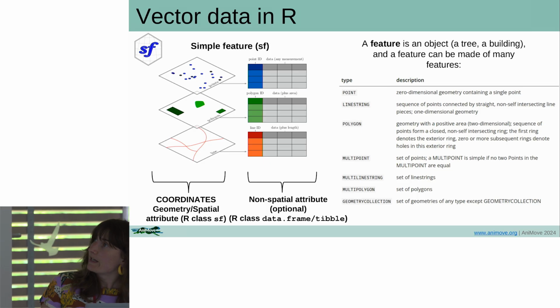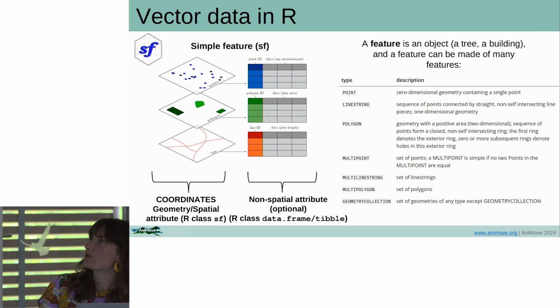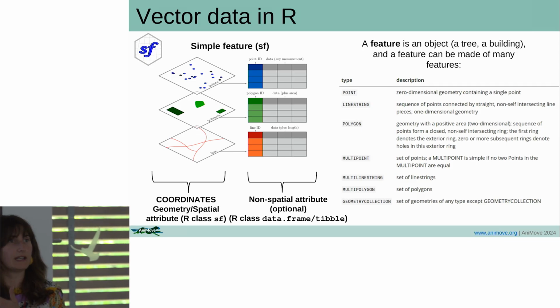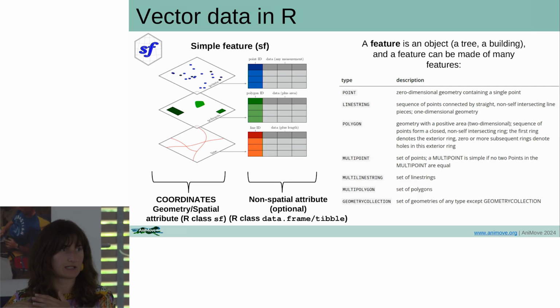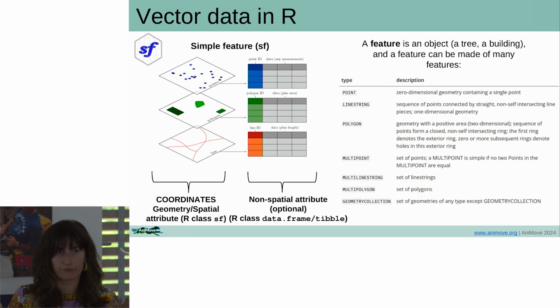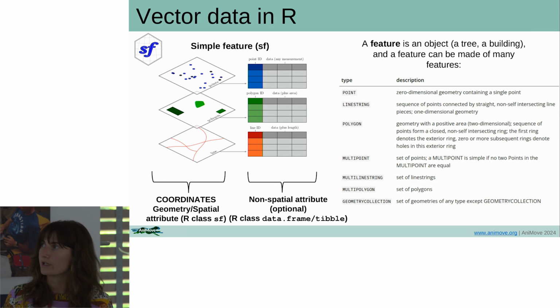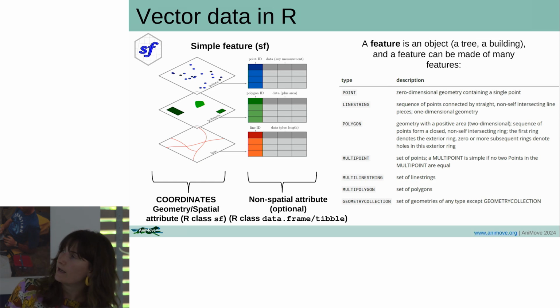So vector data in R, as I was saying, we use sf. That means simple features. And a simple feature is any object. And here you see to the right, any object can be made of other objects. So there are many different types of vector data. So you don't only have line, but you also have multi-point, multi-line, multi-polygon. So the structure is quite complex.